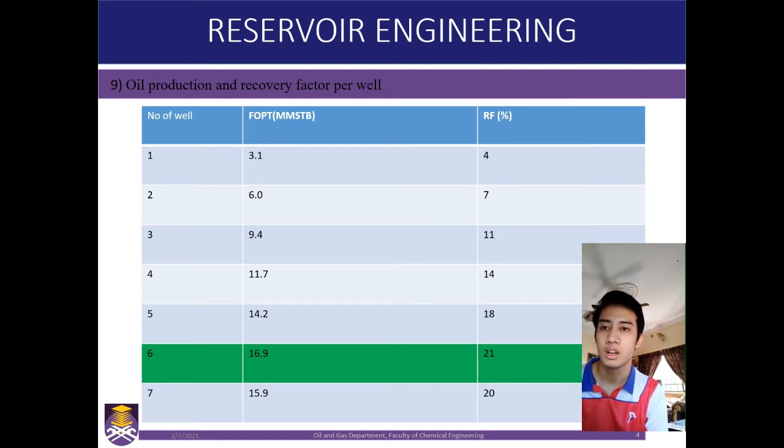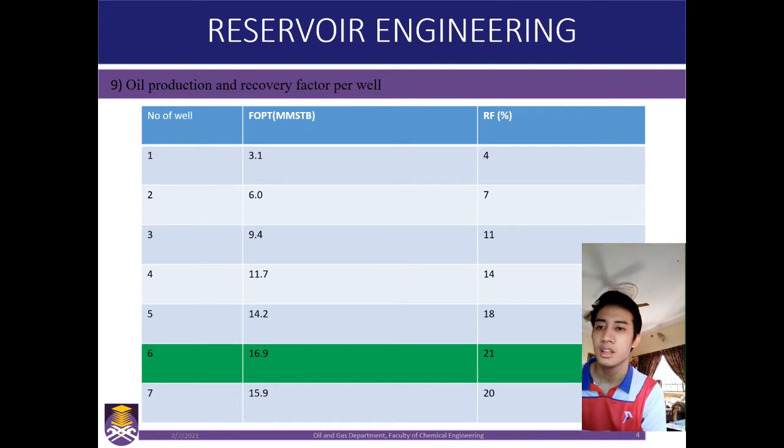For well 2, FOPT is 6.0 and the recovery factor only 7%. And the well 3, 9.4 and the recovery factor is 11%. Then for the number of well 4, FOPT is 11.7 and the recovery factor is 14%. Then for the well 5, the FOPT is 14.2 and the recovery factor is 18%. Then for the well 6, FOPT is 16.9 and the recovery factor is 21%.